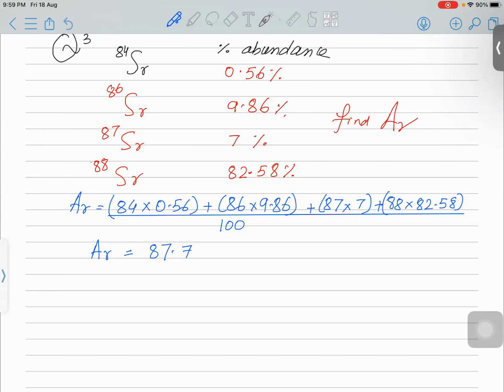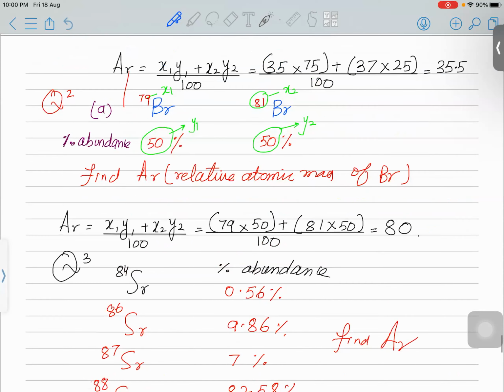So this is all about relative atomic mass, right? Do you have any question regarding relative atomic mass? Sir, in the exam, do they give the percentage abundance of all of them, or do they have to know them? Yes, percentage abundances are given, because without percentage abundance, it is very difficult to find the AR.